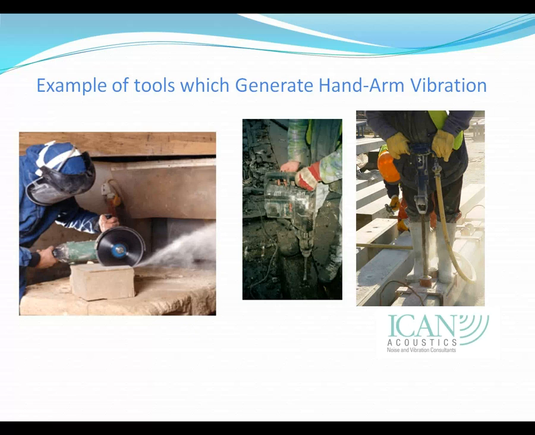Another typical example would be a pneumatic Rockbreaker. Again, you're concerned about the man-machine interface, where the operator holds onto the machine, and that's generally where you'll place your accelerometers in terms of measuring the amount of hand-arm vibration.